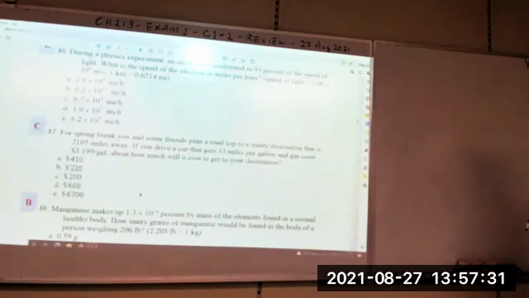Trying to figure out how much money to take along with you to be sure that you can buy gas on the way down and on the way back. So you're going to take a trip that's 2,105 miles away. That's a long trip. If you drive a car that gets 33 miles to the gallon and the gas costs this much, how much will it cost to get to your destination?